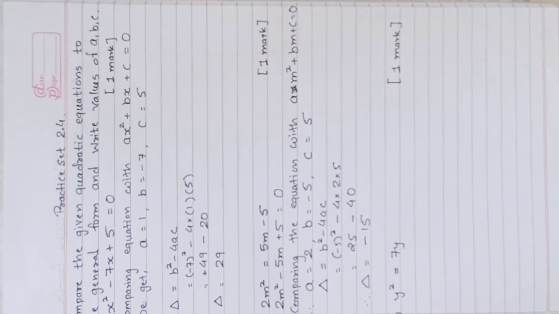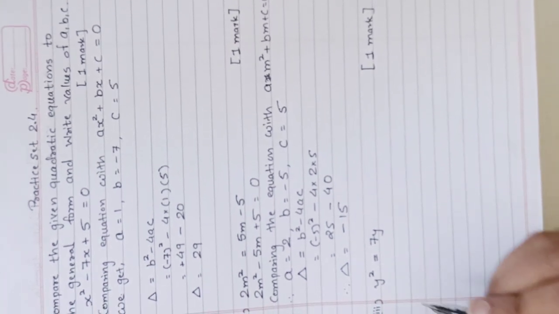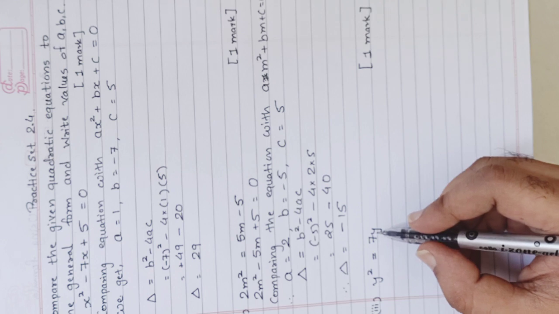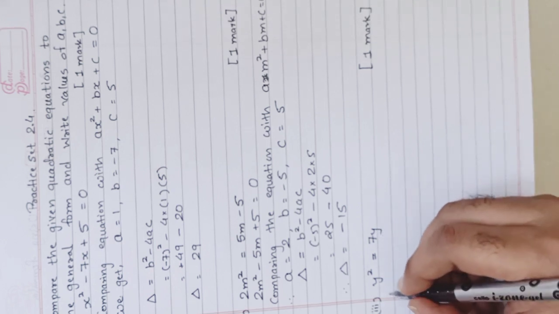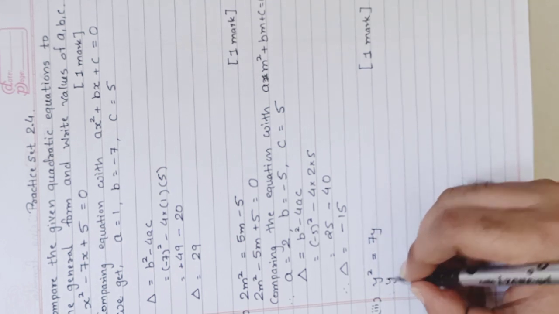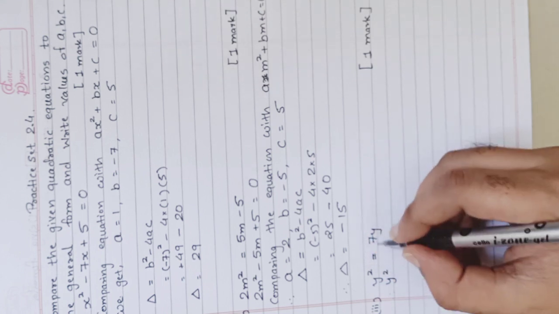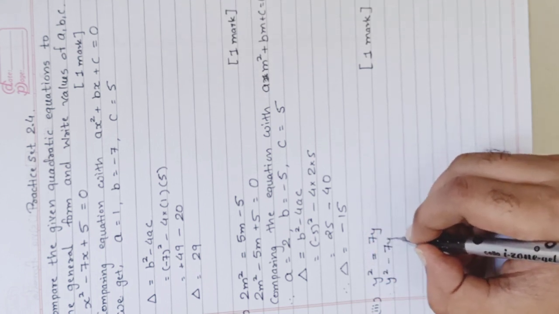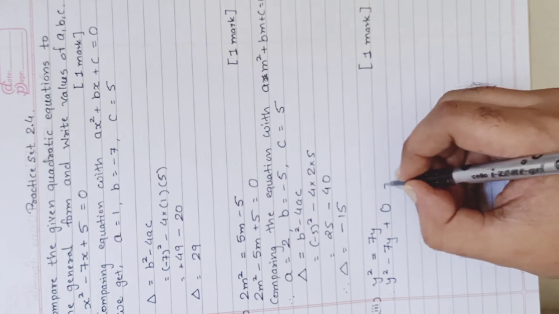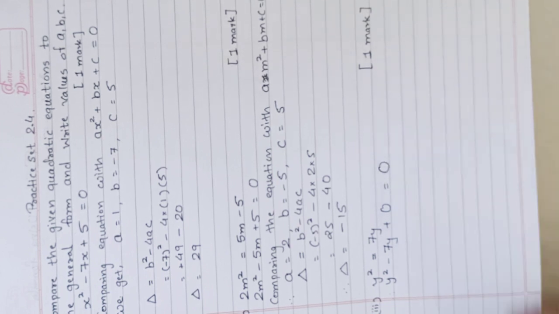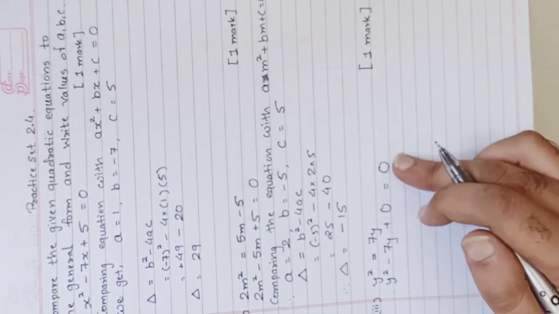The third one, y square equal to 7y. Therefore now first you have to write in which form? The standard form or the index form. So y square minus 7y plus constant should be there. Constant is 0 because constant is absent, so we will write 0 equal to 0.